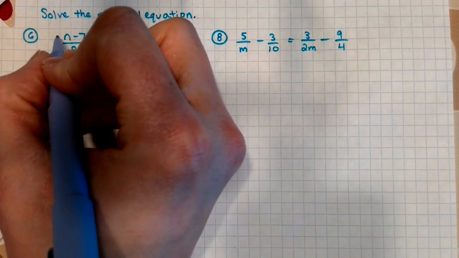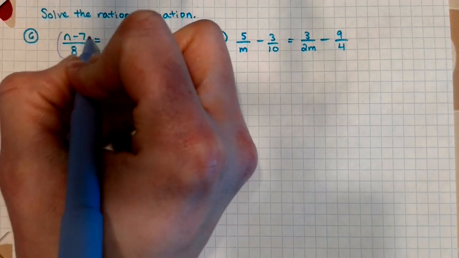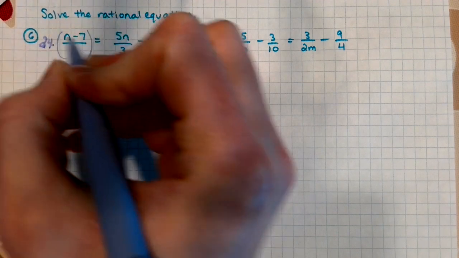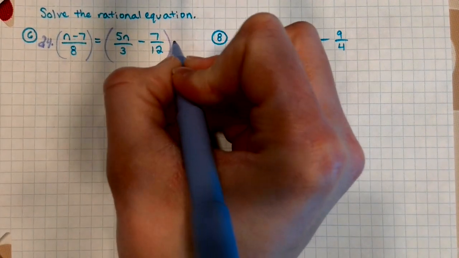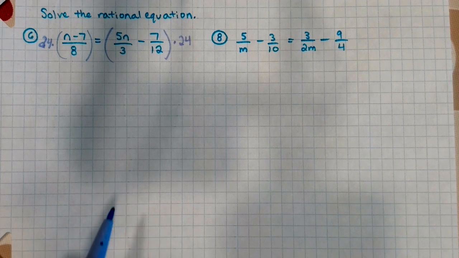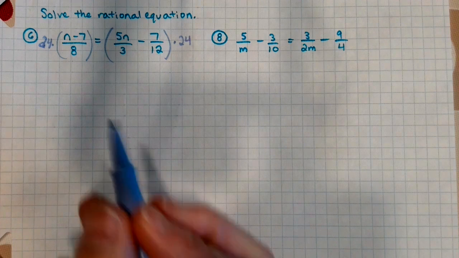So what we're going to do is multiply each side of this equation by 24. This is going to cancel out all of the denominators, so we're left with just the numerators, which we will later have to simplify.